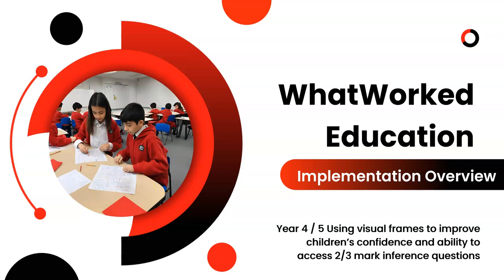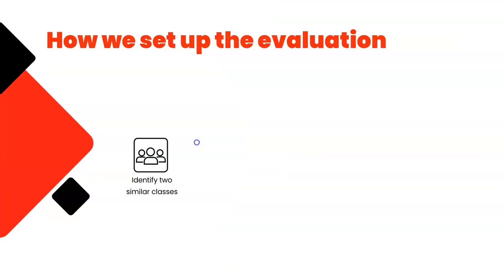The implementation overview. For Year 4-5, using visual frames to improve children's confidence and ability to access the 2-3 mark inference questions. How we set up the evaluation. Identify 2 similar ability classes in your school from the same year group. So this does require a 2-form entry.